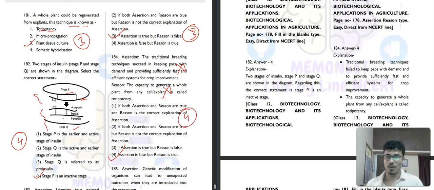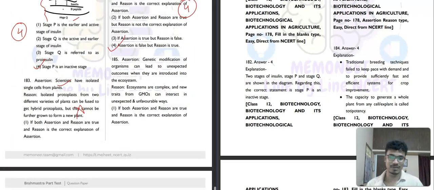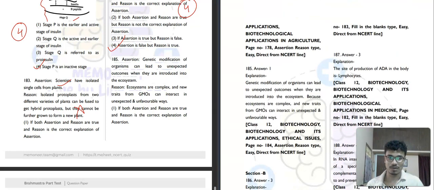Then question number 185. Let's see what our question says. We are on the verge of the end. Assertion: genetic modification of organisms can lead to unexpected outcomes when they are introduced into an ecosystem. Correct. Reason: ecosystems are complex and new traits from GMOs can interact in unexpected and unfavorable ways. This is also correct. If you put a 'because' here and read the whole statement, you will get that assertion and reason are both true and the reason is the correct explanation of the assertion. So the first option is our correct answer.